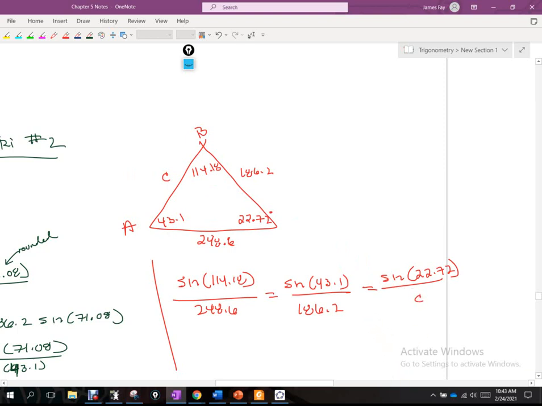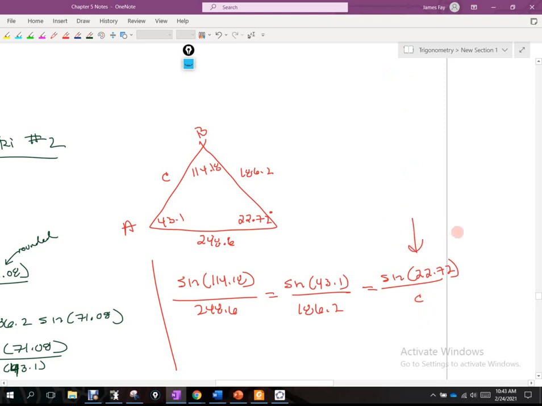Now, if I write that extended ratio like that, just comparing every angle to every opposite side, which one would be the best to choose and why? The middle one. The middle ratio would be the best one to choose. Why? Not rounded. Obviously, we have to use this one here to find C.